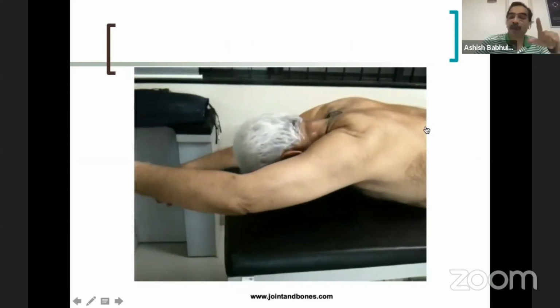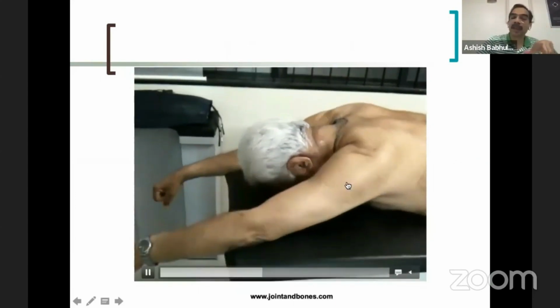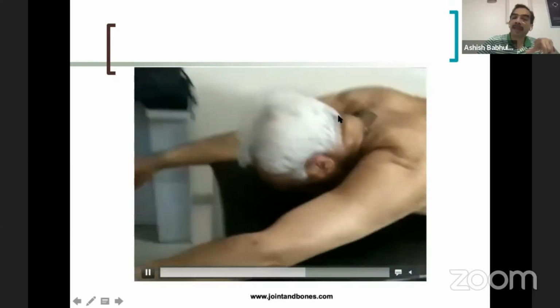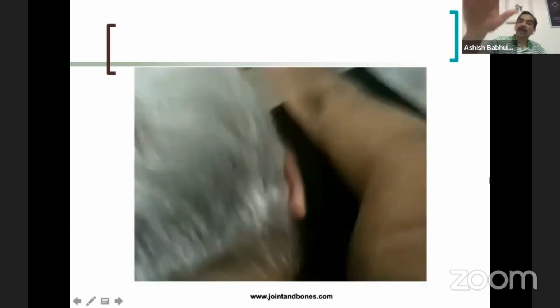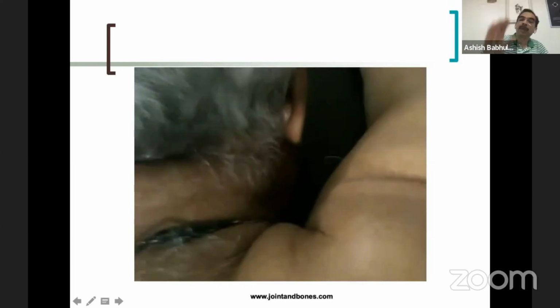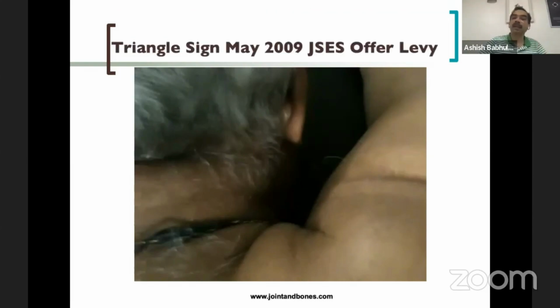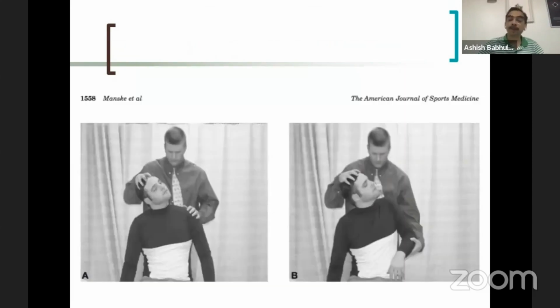But the better test for trapezius weakness: on this left side is normal. On the right side, he's had lymph node biopsy and he's just unable to lift his right upper limb up in the prone position. This is called the triangle sign. This is a far superior test, and your examiner will leave impressed and forgive all your other lapses in the exam if you can demonstrate a triangle sign for accessory nerve palsy, published by Offer Levy in 2009.